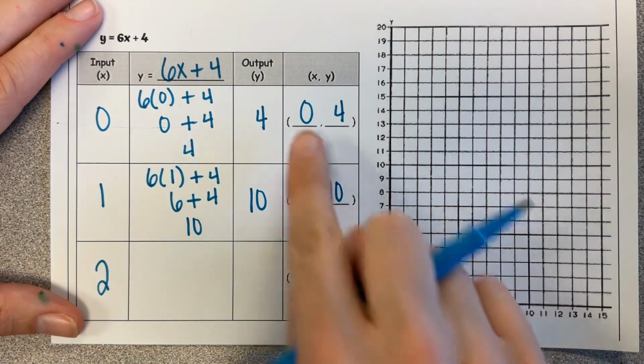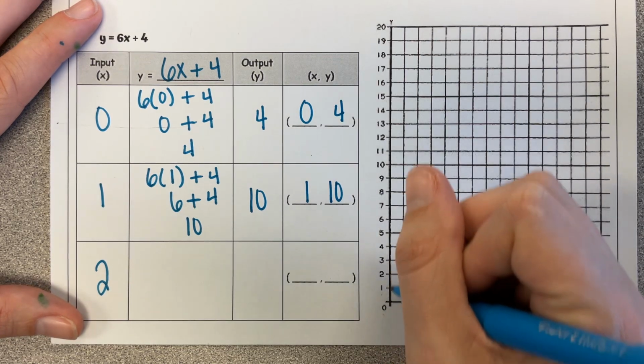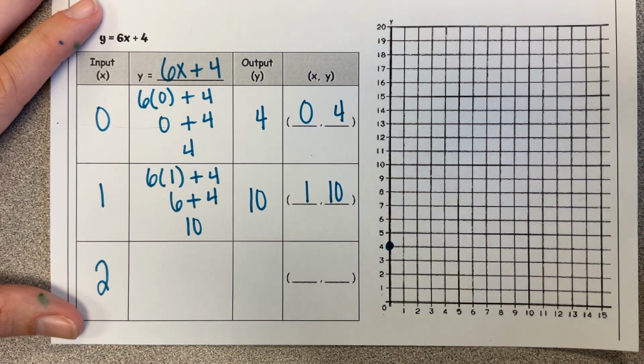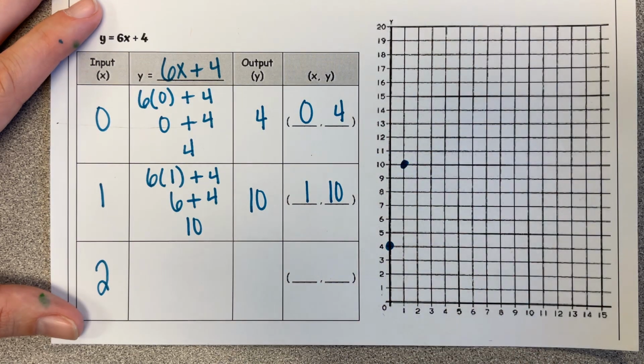Oops, I forgot to graph these. So let's graph this. 0, 4. That means our x value is 0. We stay on here. We go up to 4 for our y value. And then 1, 10. Our x value is 1, up to a y value of 10.